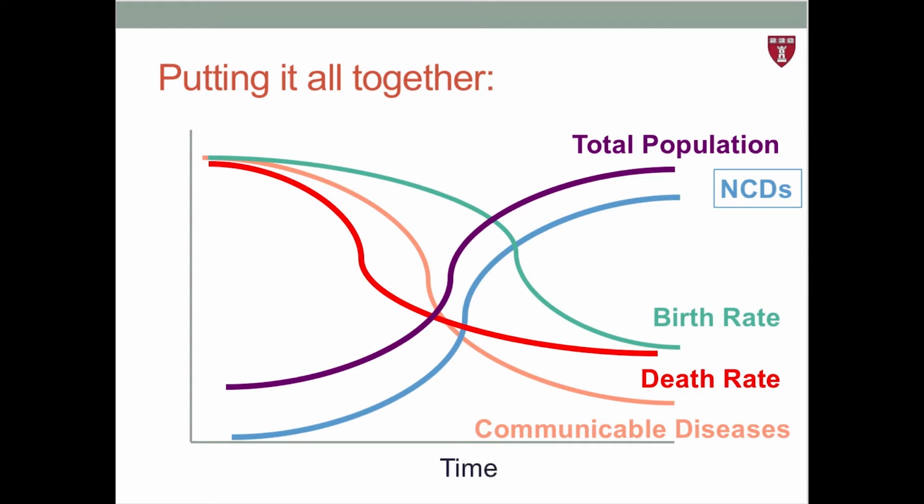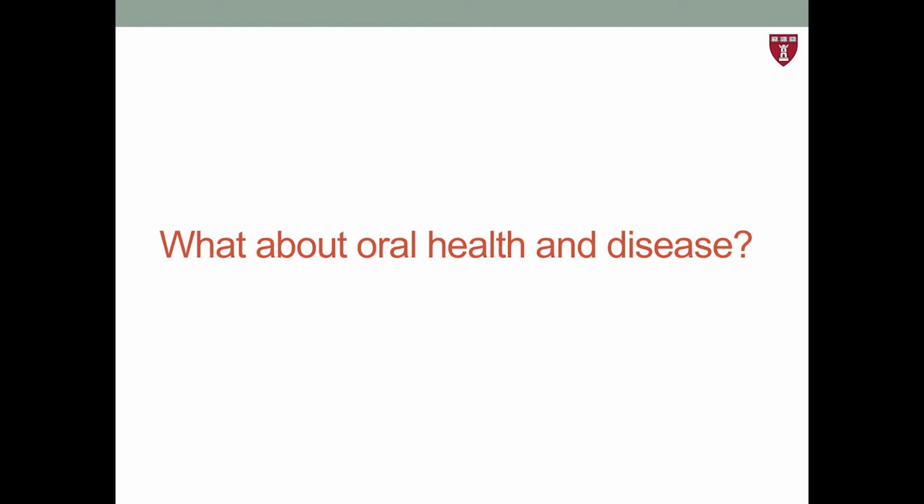We're seeing longer lifespans, the global population is aging, and we're seeing increasing risk factors developing for non-communicable or chronic illness. We're seeing changing lifestyles with industrialization and urbanization, increased consumption of high-calorie, low-quality foods that are high in fat, sugar, and salt. We're also seeing increasing risk factors like alcohol and tobacco use and sedentary lifestyles that can lead to non-communicable diseases. So the question is, what does this all mean for oral health and disease?